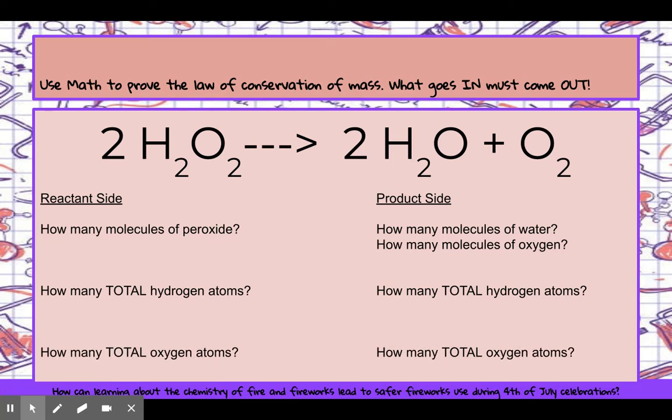Now we need to add up the oxygen atoms. This is kind of like the distributive property in math, where you multiply across the equation. So this 2 also applies to oxygen. 2 times 2 is 4.